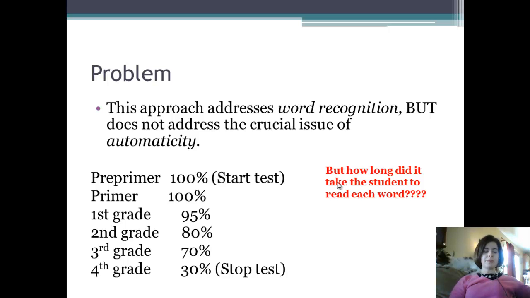So here's how it generally works. Pre-primer. You start the test, and they get 100% on it. Then you go on to the primer level. They get 100%. First grade, 95%. Second grade, getting a little harder, 80%. Third grade, 70%. Fourth grade, they got 30%. It's time to stop the test. But we know what score they got, but we don't know from this information how long it took the student to read each word. Were they presented with the word and given as much time as they needed to figure the word out? Or were the words flashed to the student?